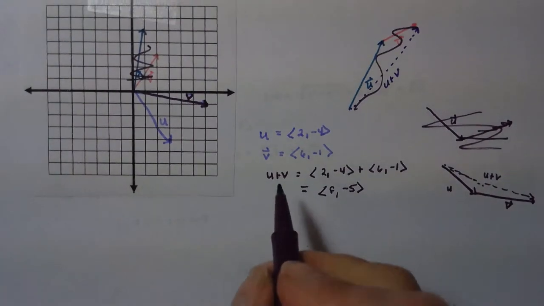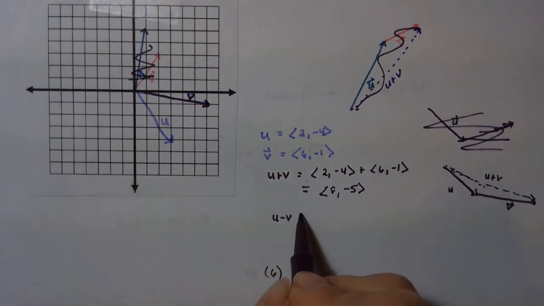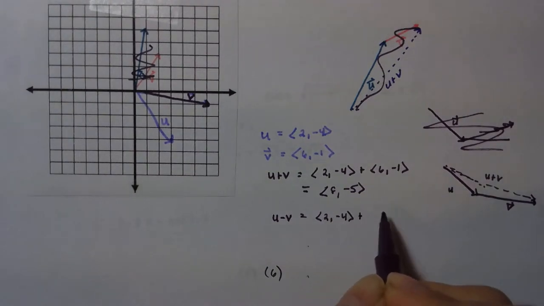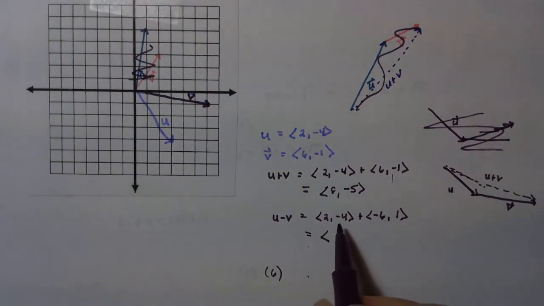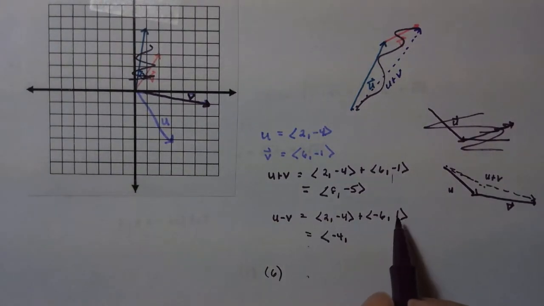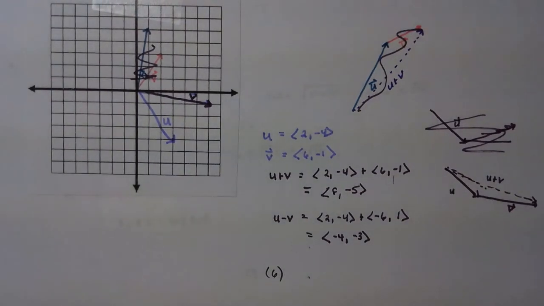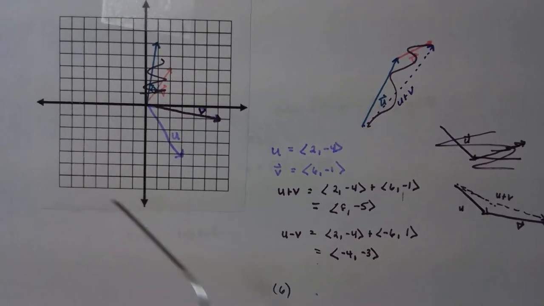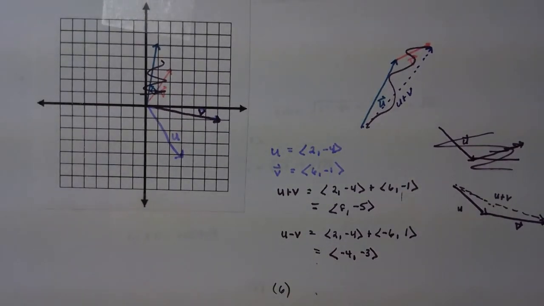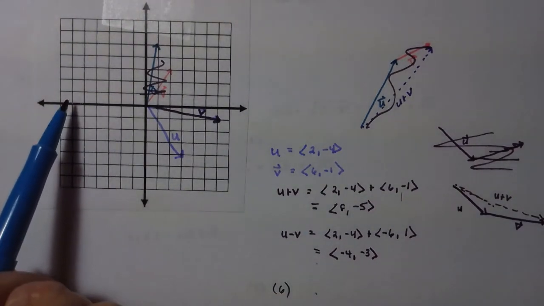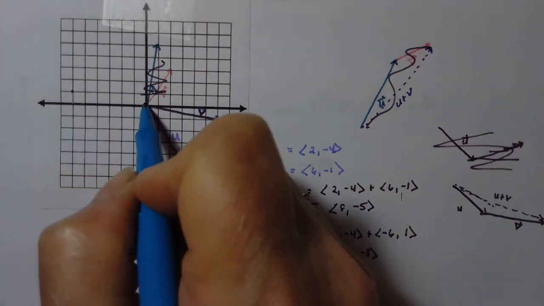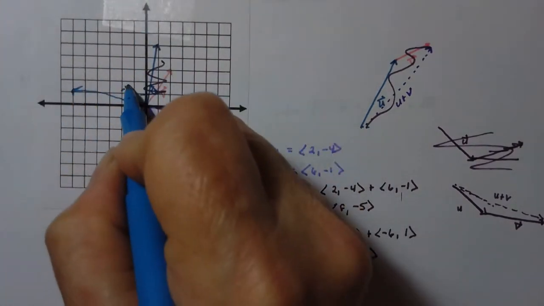And if I wanted to do subtraction, if I wanted to do u minus v, well, that would be 2, negative 4, plus negative 6, positive 1. So you see I'm just changing the signs there. So the component form would be negative 4, comma, a negative 4 plus 1 is a negative 3. So if I'm subtracting, I would still do head to tail. But the difference is that once I've multiplied this vector by that negative 1, that scalar, what that's going to do is just change its direction. So if I plot it on the plane, I'm going to go over negative 6 and up 1. So this is negative v.